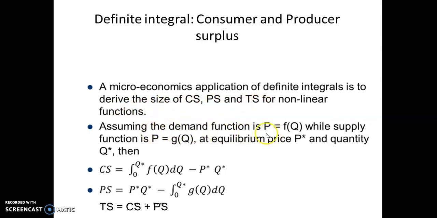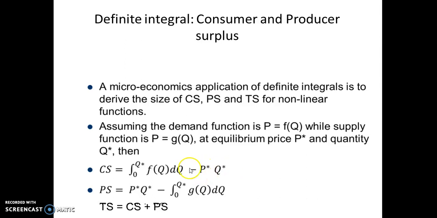So assuming the demand function is P is equal to F of Q, while the supply function is P is equal to G of Q at a particular equilibrium price, P star and Q star, then your consumer surplus is going to be equal to the definite integral of your demand function with respect to Q between the limits of Q equal to 0 and Q star, which is your equilibrium quantity, minus the product of your equilibrium price and equilibrium quantity.